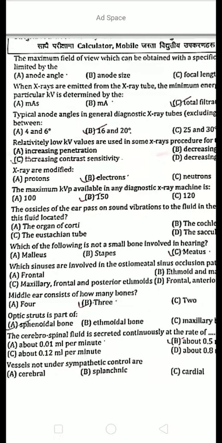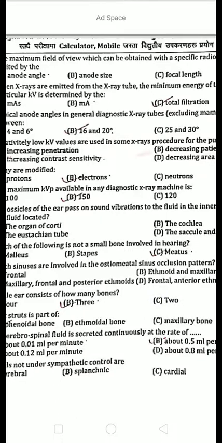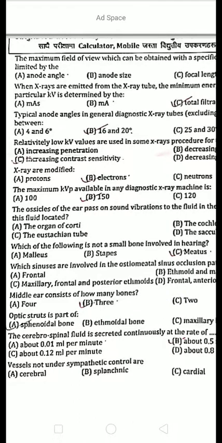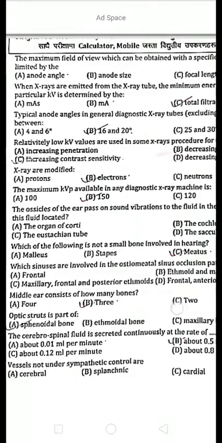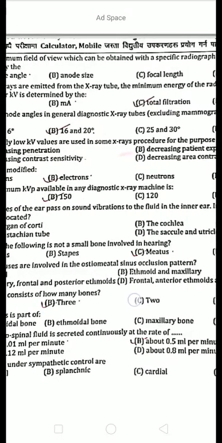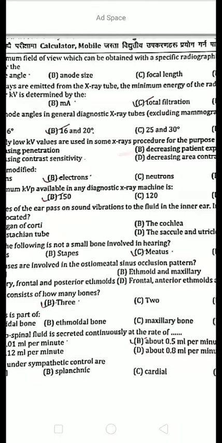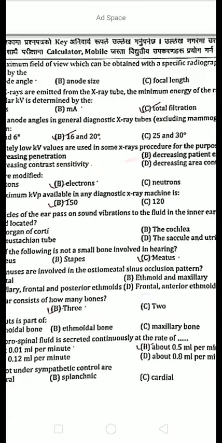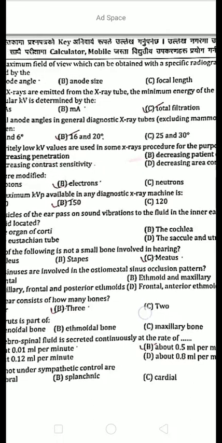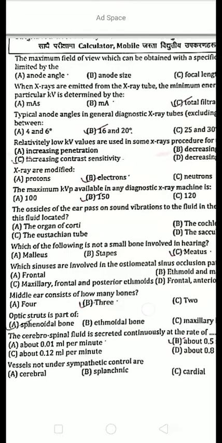Which of the following is not a small bone involved in hearing? The correct answer is the meatus. The stapes is the smallest bone in the body, and it is a small bone involved in hearing. Malleus, stapes, incus: these three are ear bones, and the meatus is not. So the correct answer is C, meatus. It is not an ear bone.